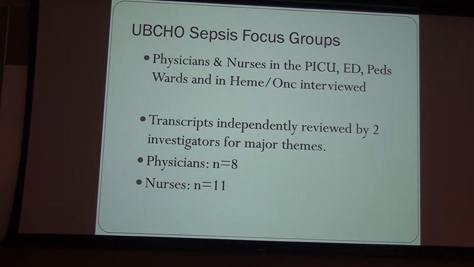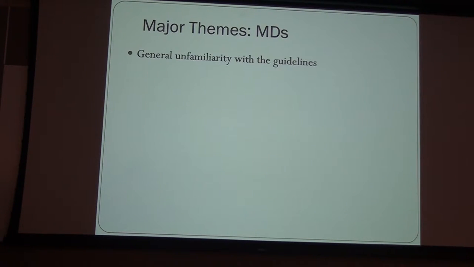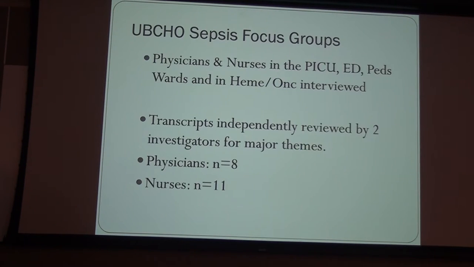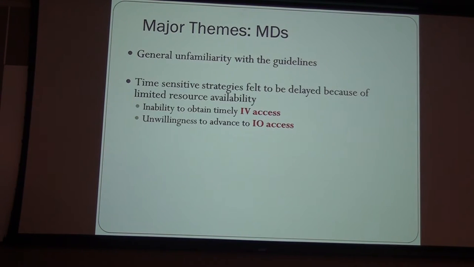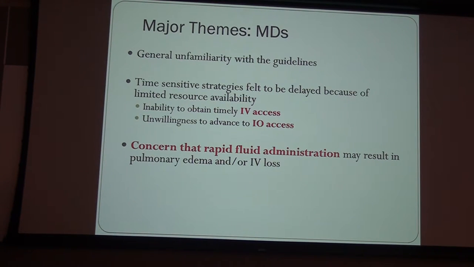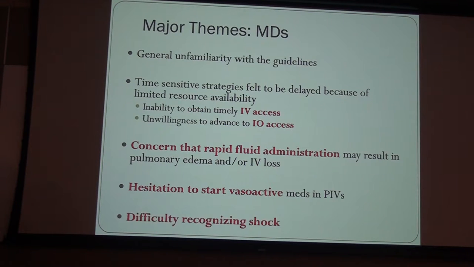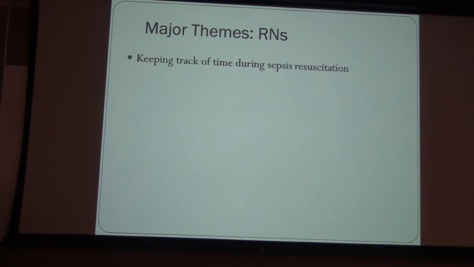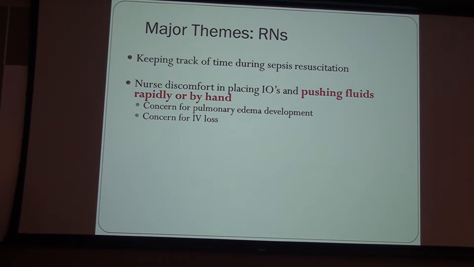So here at CHCO, we did some focus groups to identify our own barriers. So the MDs had a general unfamiliarity. So this was physicians and nurses in the PICU, ED, wards and ER. Some time-sensitive strategies were delayed because of limited resource availability. So that's IV access, this unwillingness to advance to IO access, concern that rapid fluid administration may result in pulmonary edema or loss of the IV, hesitation to start vasoactive inotropes in peripheral IVs, and difficulty recognizing shock. So these are things that are not just ours. As doctors, they're also pretty similar among the nurses. So nurses similarly felt this sense of discomfort around placing IOs and also pushing fluids rapidly or by hand.